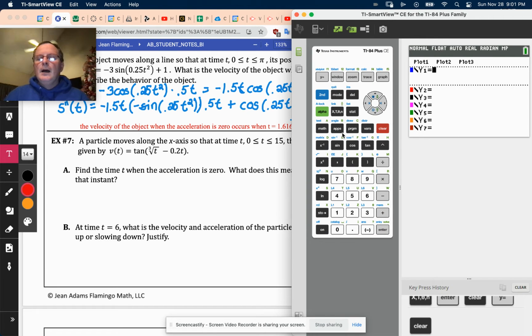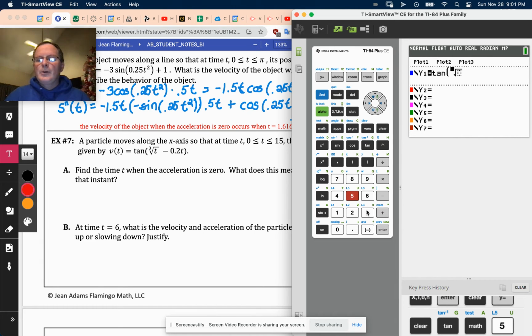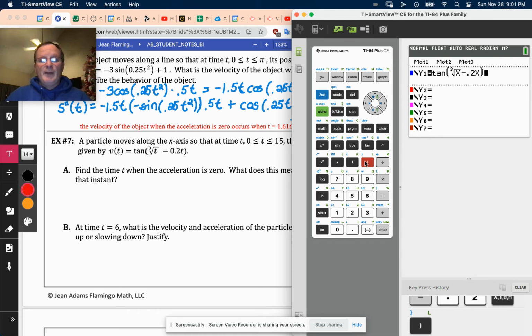Let's see. I'm going tangent, and it says cube root, so let's go math 5. And so we got a cube root. There's a cube root button too, I know. X minus 0.2, and I'm using X again. And we're going to graph that bad boy. All right. So let's graph that. But we're supposed to be graphing from 0 to 15. So let's see what it looks like.